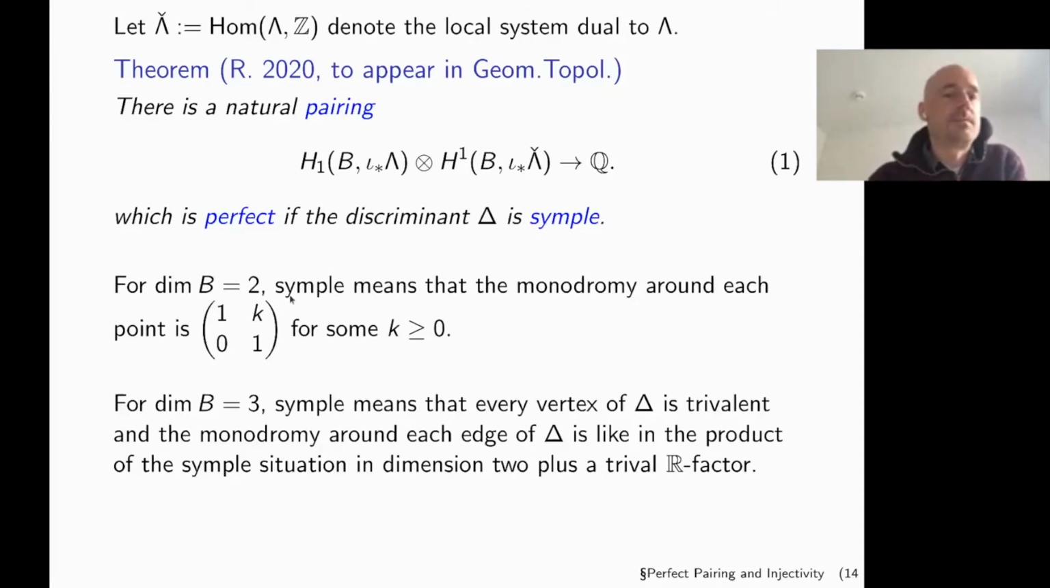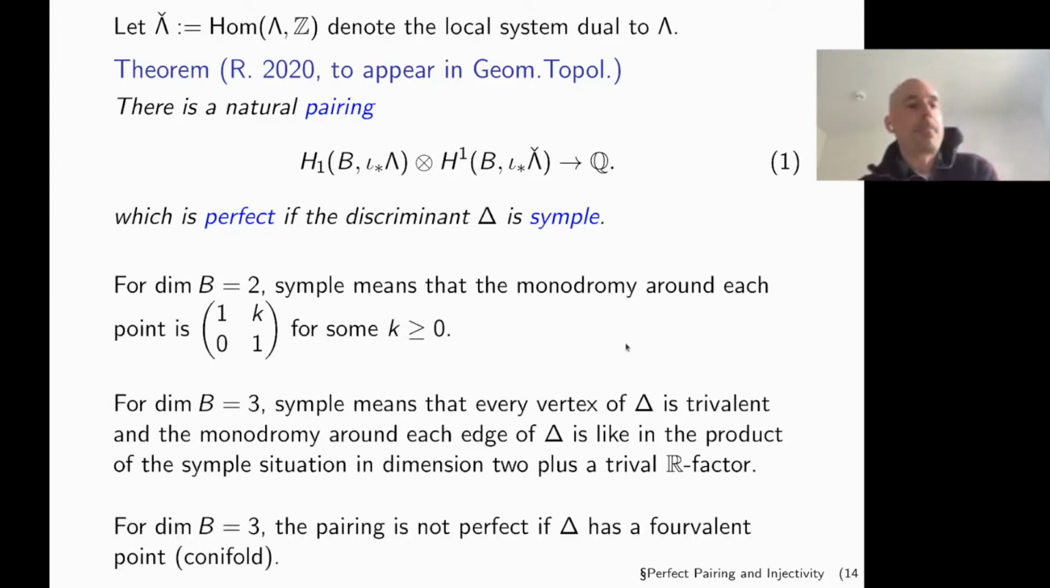Okay, so that's what simple means in dimension 3. But here's also an easy way to break it, namely, if you have, say, a 4-valent vertex in your discriminant, then it's immediately not true that this pairing upstairs is perfect. And this reflects that you're actually looking at the geometry of a conifold. When you have a 4-valent vertex, your Calabi-Yau that you started with is a conifold. And for instance, Poincaré duality doesn't hold true for that one. That's reflected here in these tropical cycles, that the pairing here is also not perfect.